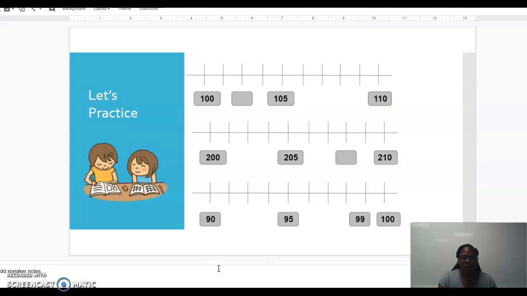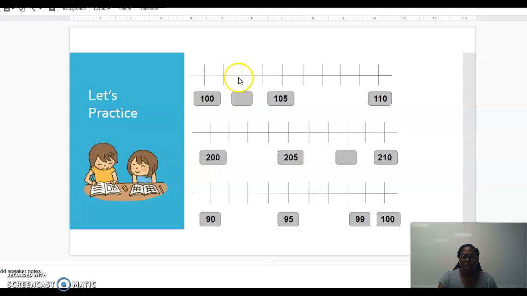Now we're going to practice rounding numbers to the nearest hundred. First, I want you to look at the 100s that are on our number line. We have 100 and 110, okay? In the middle, again, you will see a pattern where 5 is always going to be your marker, your midway point, your benchmark for all number lines.